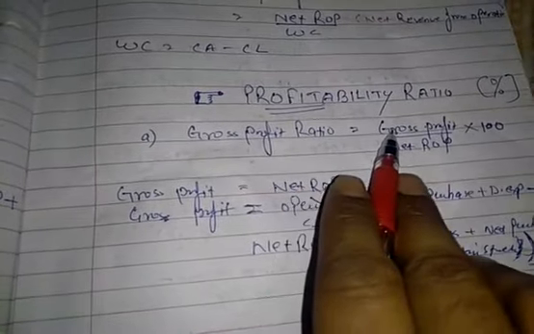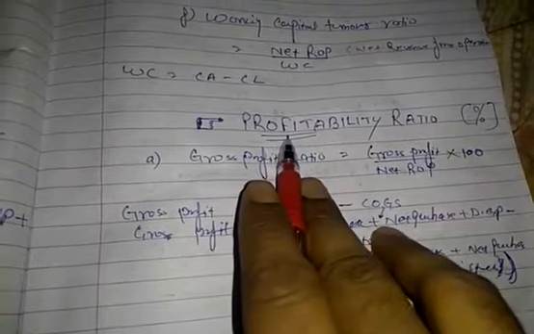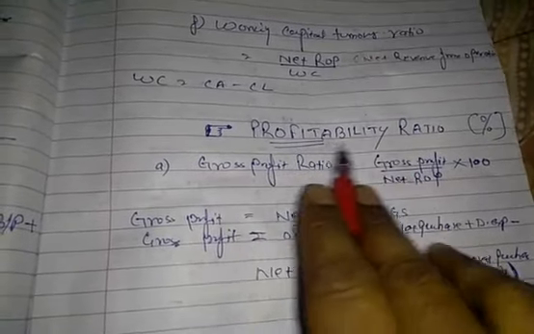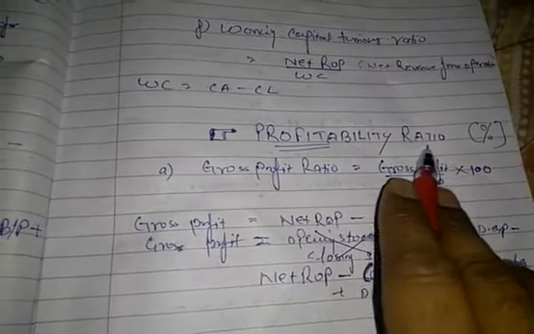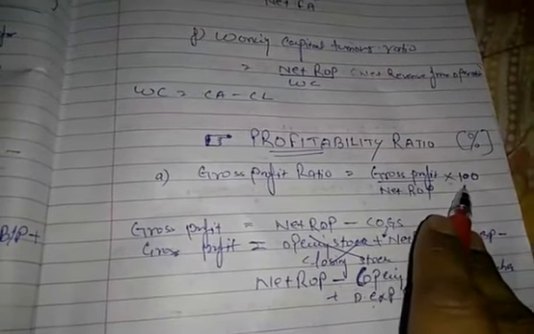The formula of gross profit ratio is gross profit by net sales into 100. And all the ratios under the profitability ratio will be calculated in percentage, so we will multiply by 100 here.